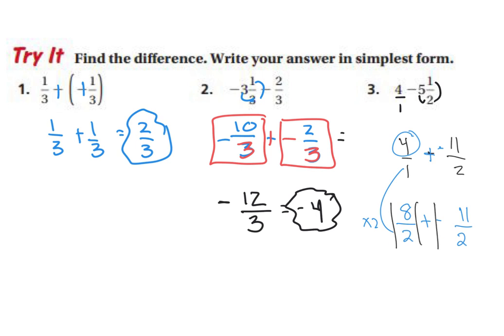Signs are different, so I look for their absolute values, and negative 11/2 is a greater absolute value, so I know my answer will be negative. My denominator will stay 2, and 11 minus 8 is 3. So I get negative 3/2.